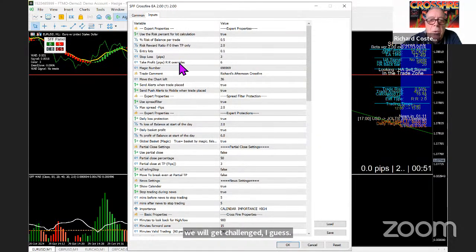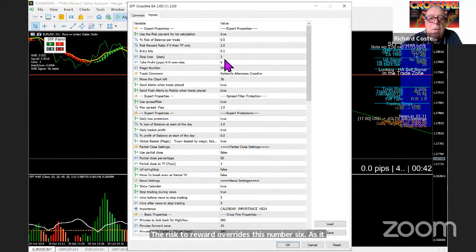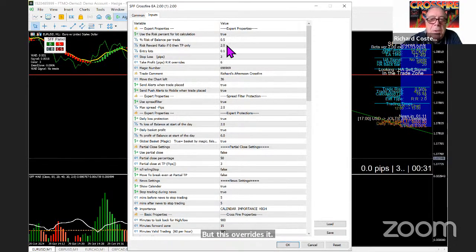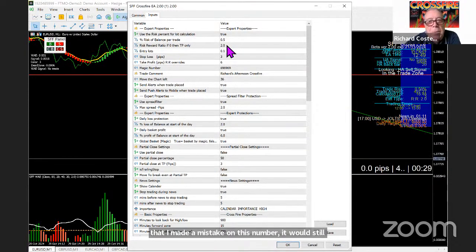The risk to reward overrides this number 6. As it happens, my take profit is 1 to 2, so that's accurate. That's saying 6 pips take profit, but this overrides it. So if I made a mistake on this number, it would still take me to 6 pips before it got me out.